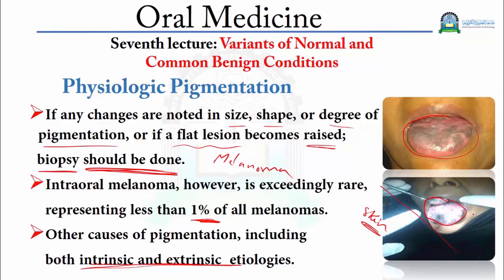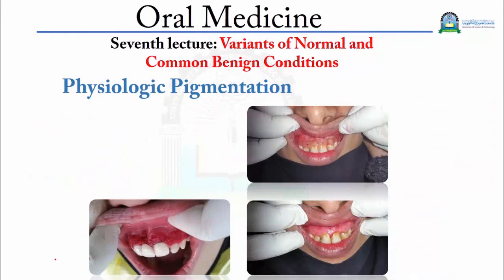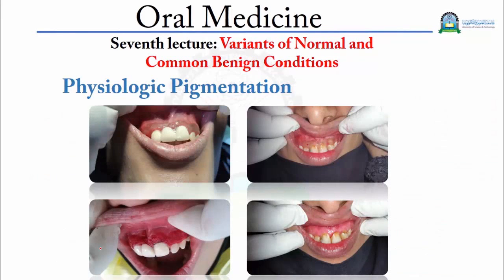This case was finally diagnosed as Addison's disease due to the widespread pigmentation of the skin and the oral mucosa, and the patient complaining of other symptoms related to Addison's disease. So we differentiate it from the physiological melanin pigmentation. This case is also complaining of physiological melanin pigmentation on the attached gingiva.